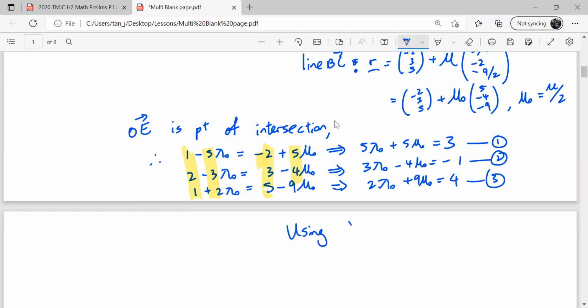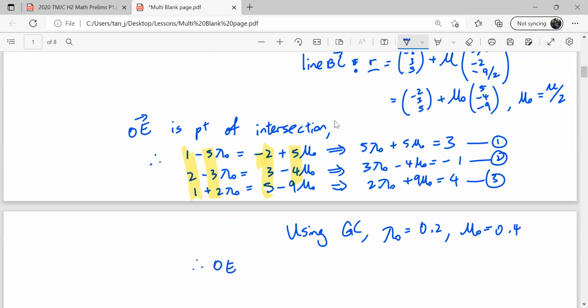Using GC, 3 equations, 2 unknowns. By right it should solve, because by right they will all be on the same plane, so definitely there should be a point of intersection. If not, most likely it's careless already. So 5, 5, 3. 3, minus 4, minus 1. 2, 9, 4. Solve. I get lambda naught equals 0.2, mu naught equals 0.4.